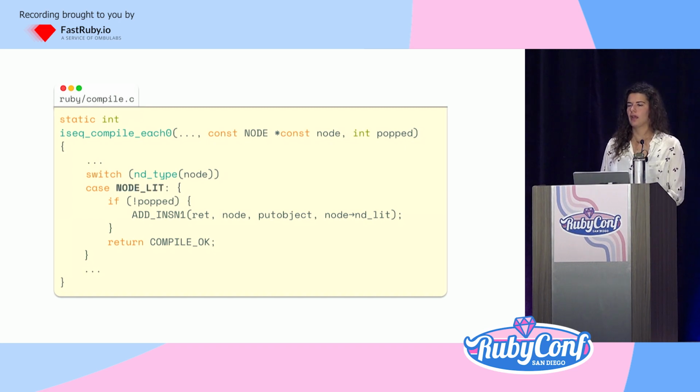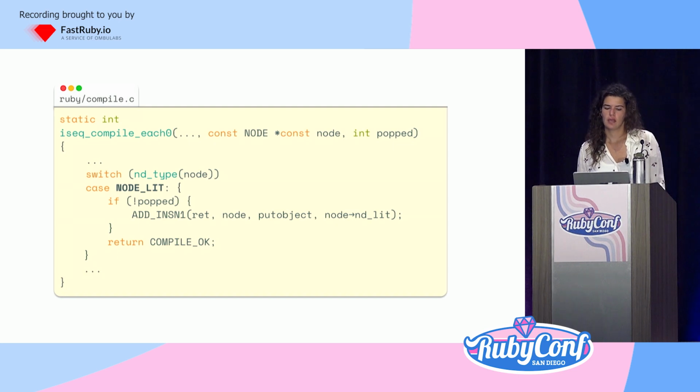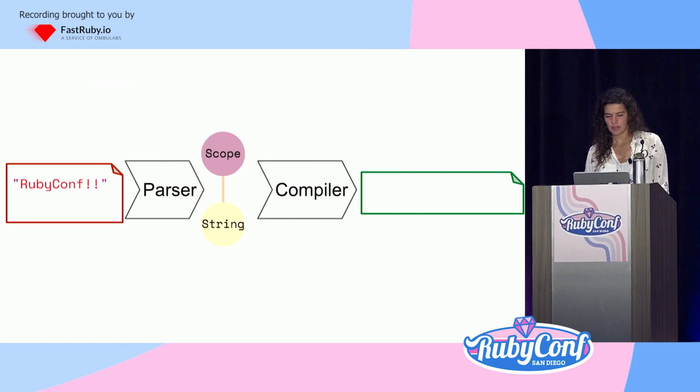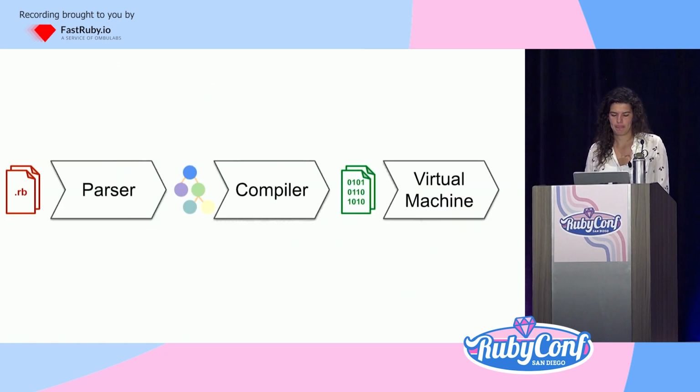And the case I highlighted here is node lit. But node string, string node, works pretty similarly. The only difference is instead of a put object, which happens on the literal nodes, we get a put string. So sure enough, if we run this through the compiler, we'll get a put string RubyConf, and then we'll get a leave, which just pops the value off the stack. So we'll put the RubyConf onto the stack, and we'll pop it off the stack, and that's what our program will return.